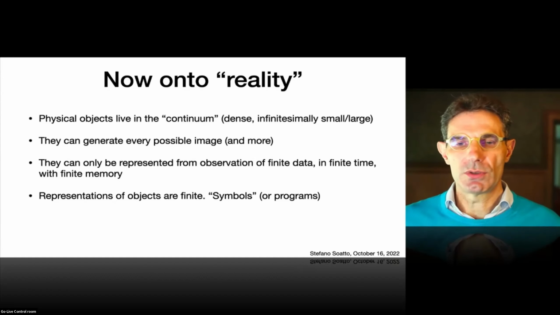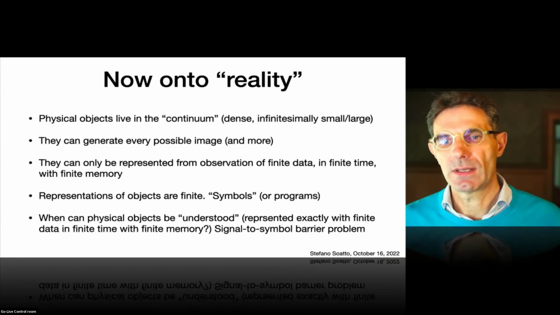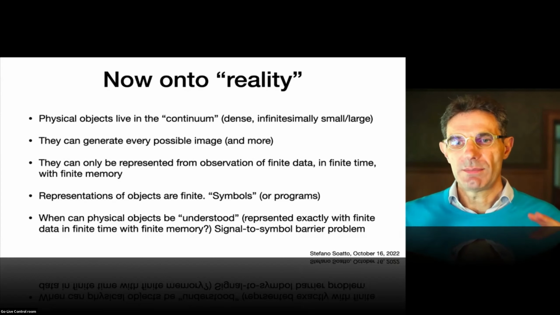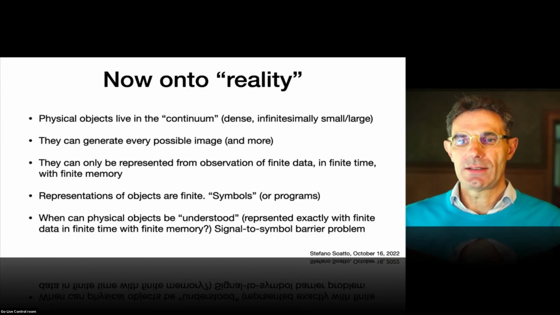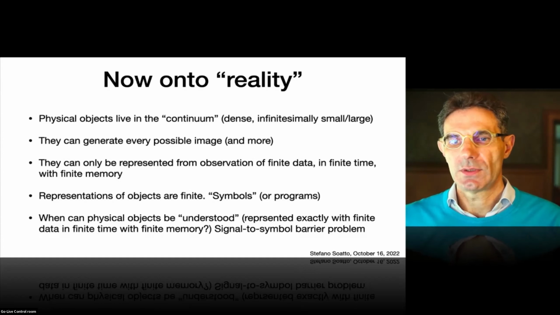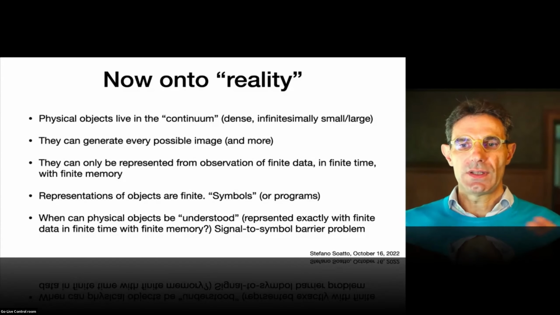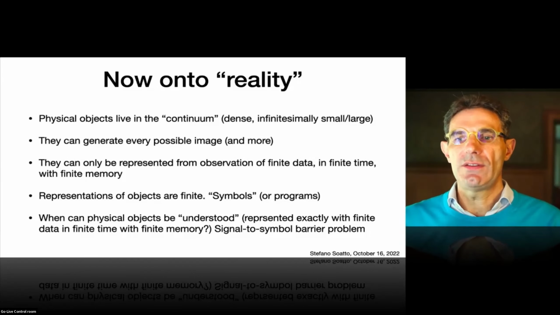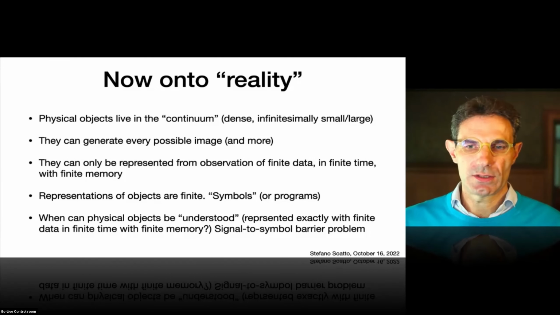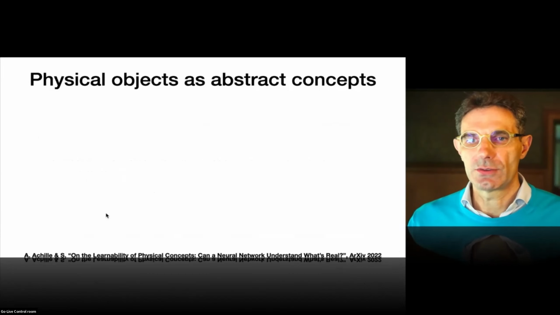You can call them symbols, you can call them programs. And can you represent them in a way that you really understand them, not just approximate them? Can you represent the essence of an infinitely large scene with finite memory, infinite time with finite resources? Okay, this is the classical signal to symbol barrier problem.